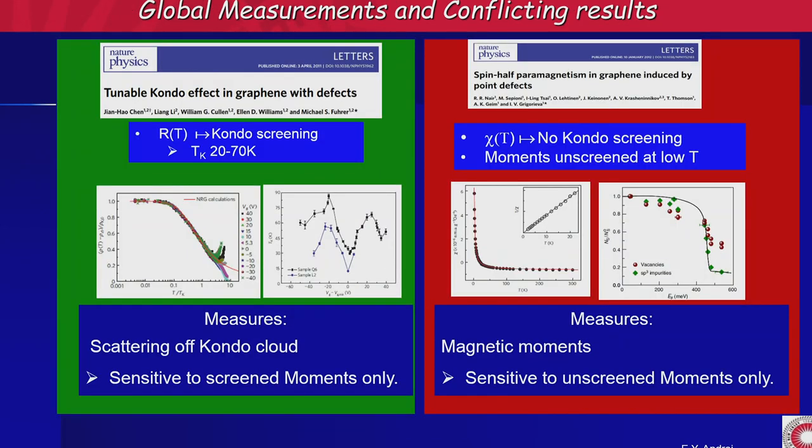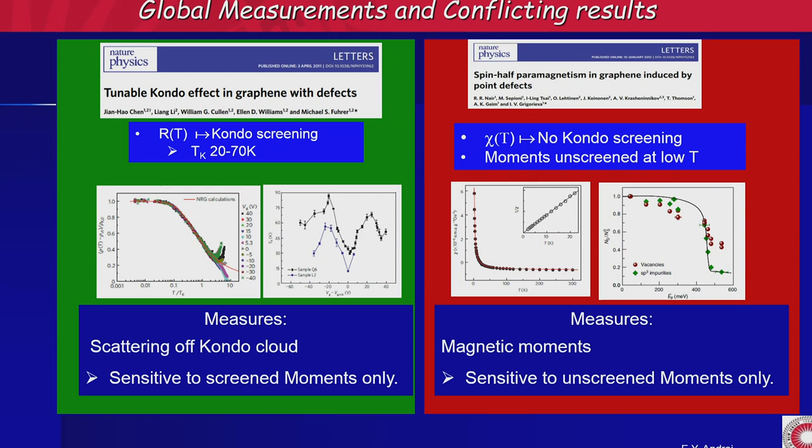Now let's go back to the experiments, to Fuhrer versus Manchester. The thing is that when you do a global measurement, you're doing an average over all these magnetic moments and all their screening. You don't see individual ones. So transport and magnetization measure complementary properties. When you do transport, what you're looking at is scattering off the Kondo cloud. If there is a Kondo cloud there, you're going to see it. You're not going to see those moments that are unscreened. You're only going to see those that are screened. When you do magnetization, you only see the moments that are unscreened, with the saturation.